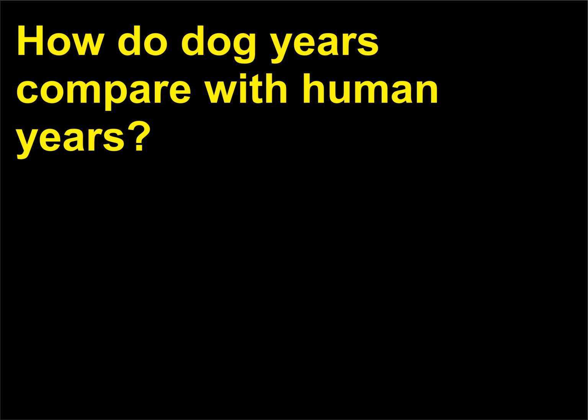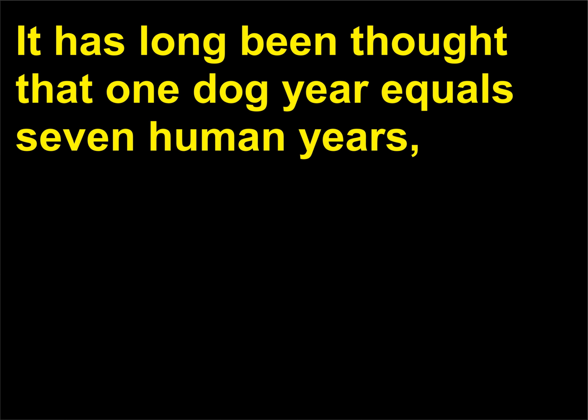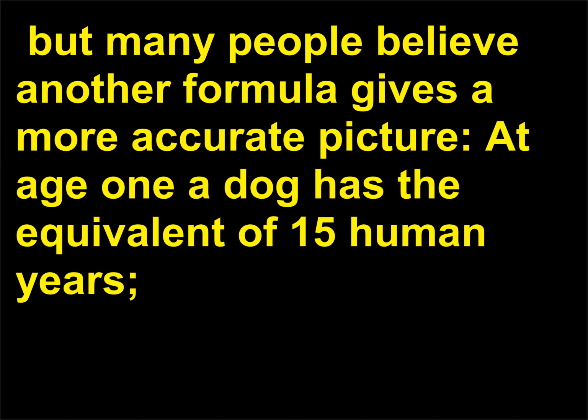How do dog years compare with human years? It has long been thought that one dog year equals 7 human years. But many people believe another formula gives a more accurate picture.